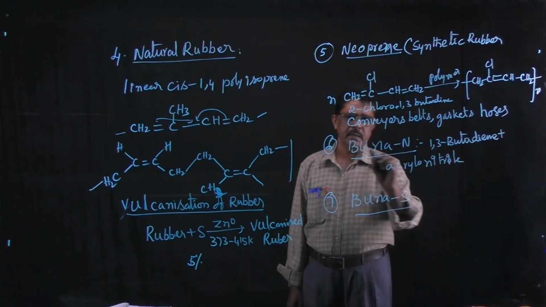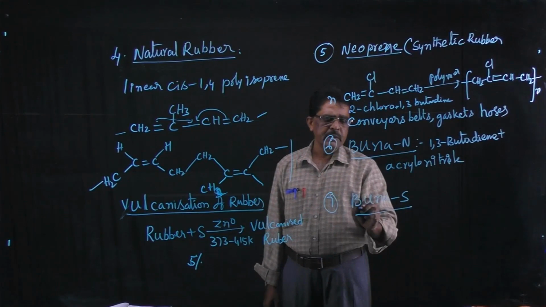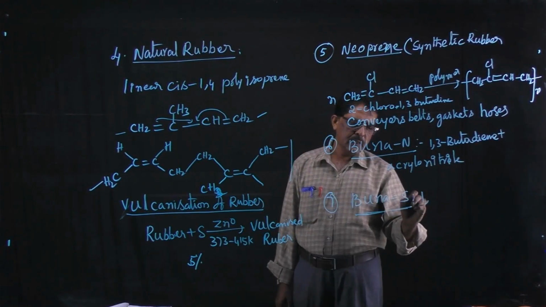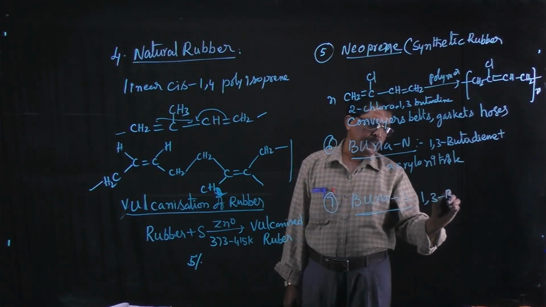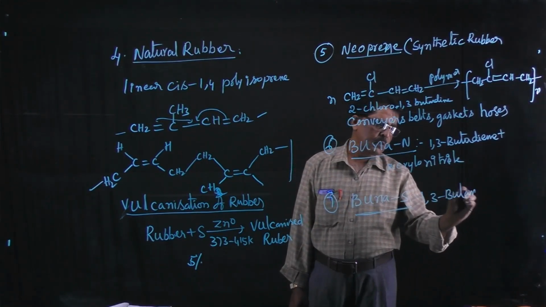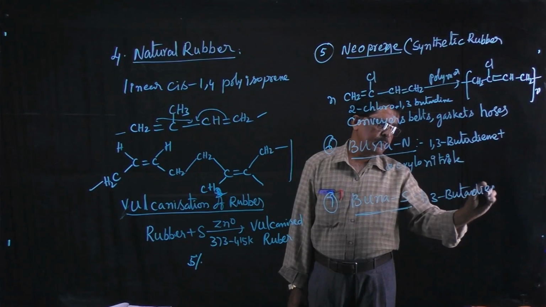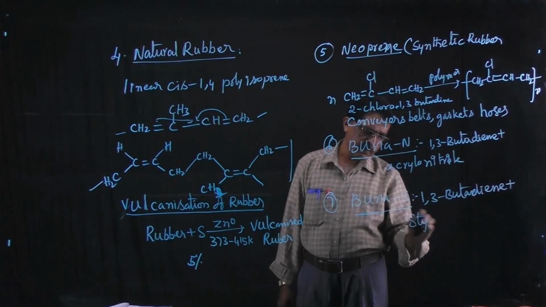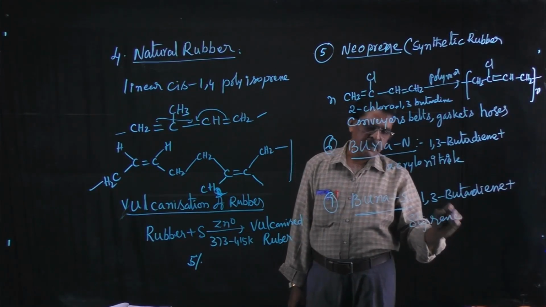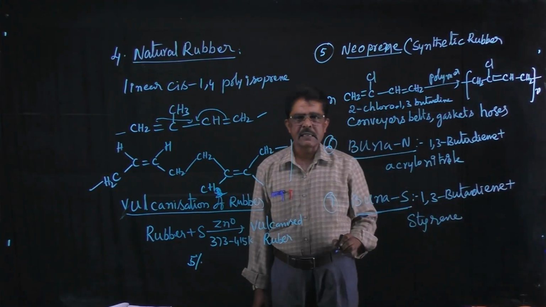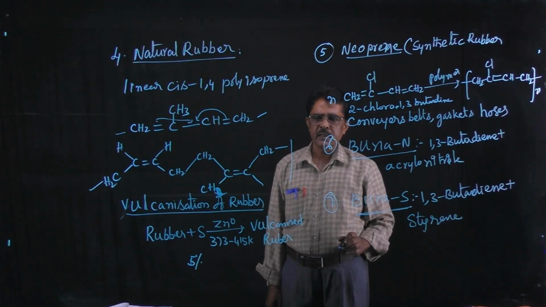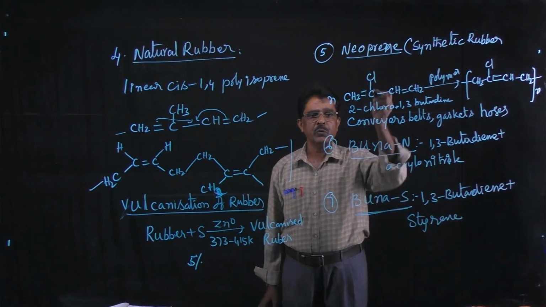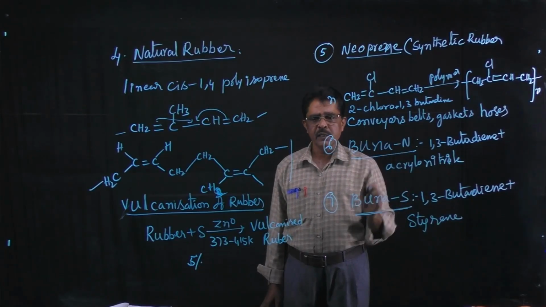Right, understand? This is the Buna N. Next, Buna S is the what? Polymer of 1,3 butadiene plus styrene. Styrene is the what? Buna S. Right, understand about the what? Natural rubber and vulcanization of rubber, neoprene, Buna S, Buna N.